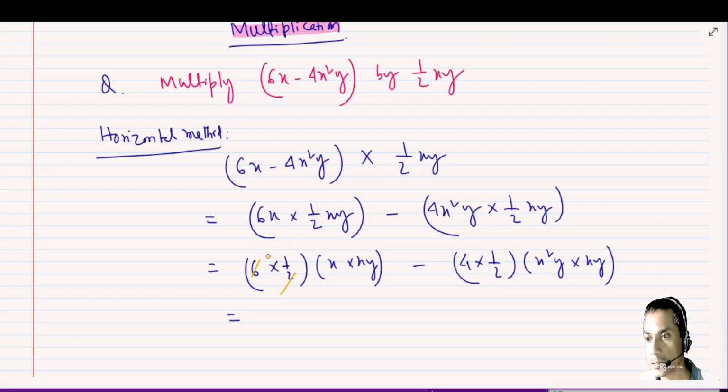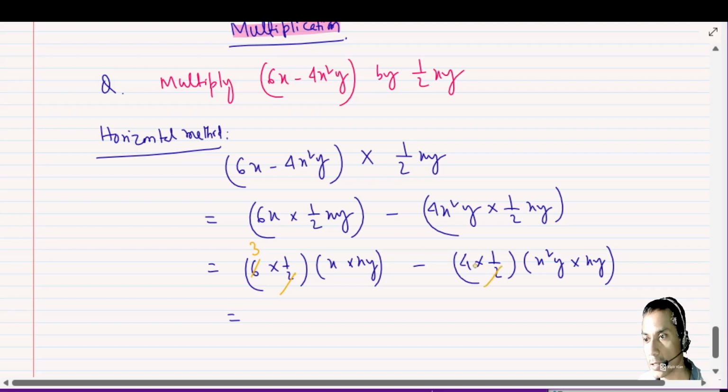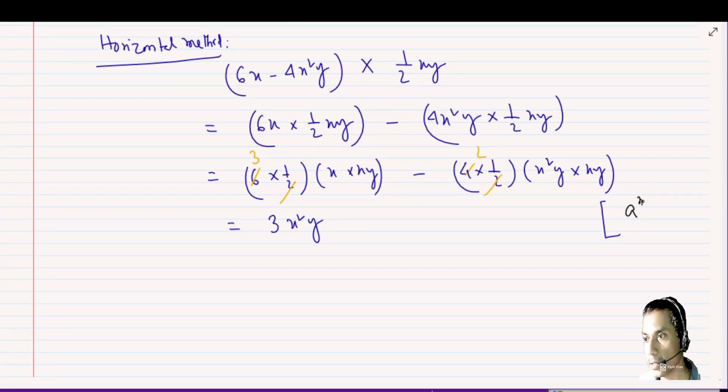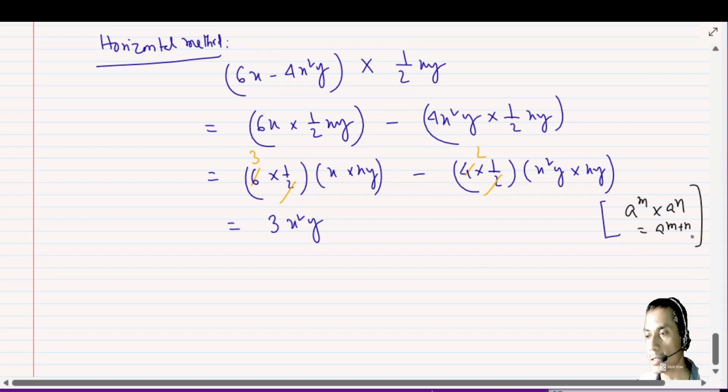Here it will be 2 and 6, so it will be 3, and it will be 2. So we get the result 3 and x square y. From where do we get it? Because we know the formula of a to the power m into a to the power n is equal to a to the power m plus n. So powers actually add during the multiplication if the bases are the same.